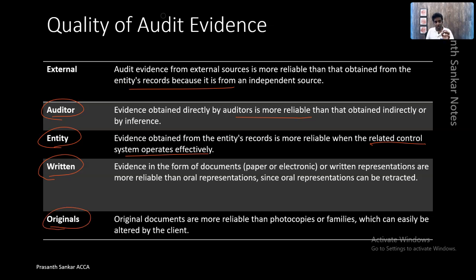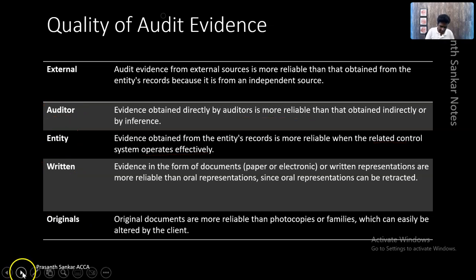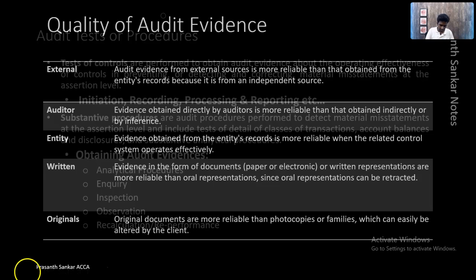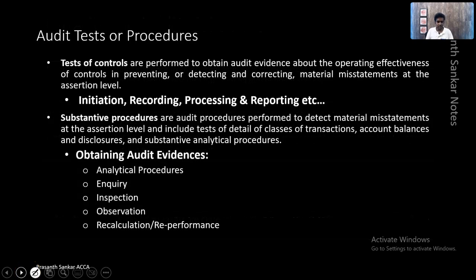Original: we need original documents rather than photocopies, because photocopies can be easily altered by the client. So definitely when you're collecting an evidence, it has to be from a reliable source, and the documents themselves have to be reliable for us to prove a transaction. And when an auditor is trying to collect these evidences, he performs the so-called procedures that we have highlighted here.